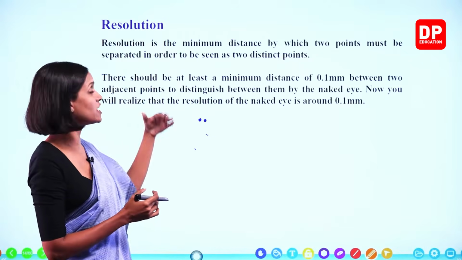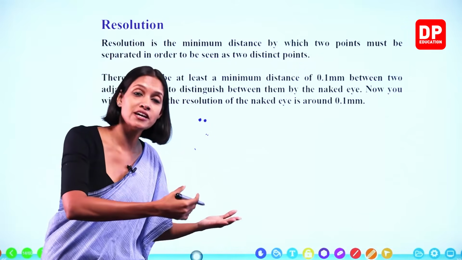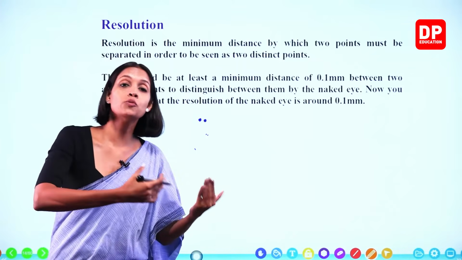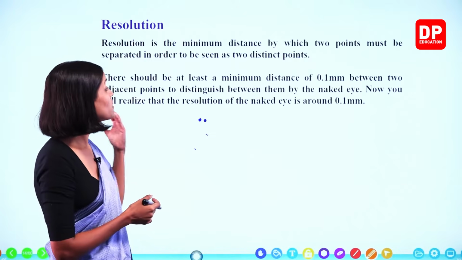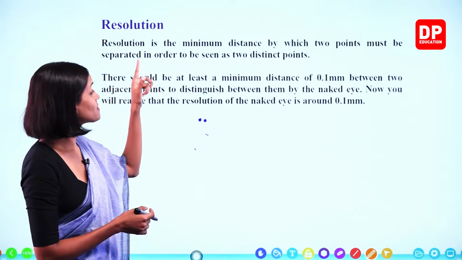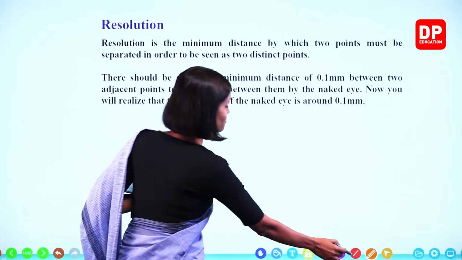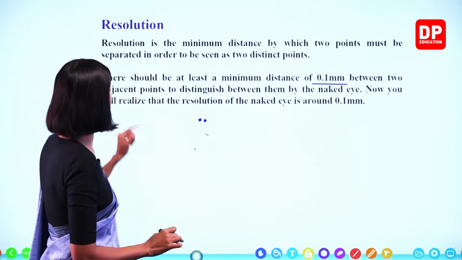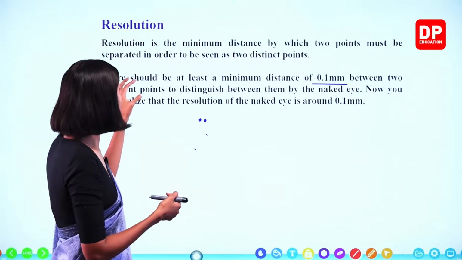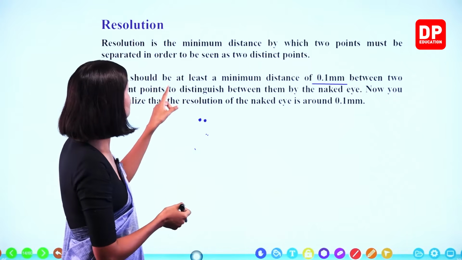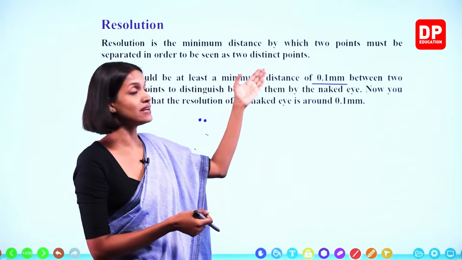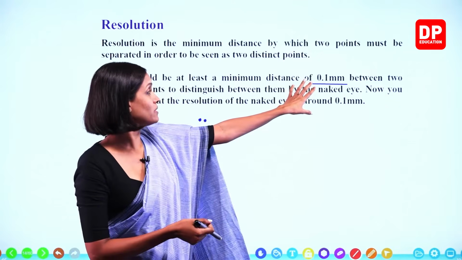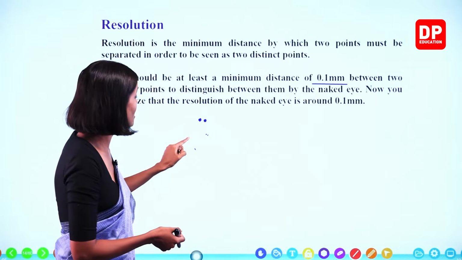Now the resolution changes from one type of hand lens to another type of hand lens, from one type of microscope to another type of microscope. What about the human eye? There should be at least a minimum distance of 0.1 millimeters. You have to memorize this. 0.1 millimeters between two adjacent points, right? Two points close to each other must have at least 0.1 millimeters of minimum distance between them for the naked eye to separate them.